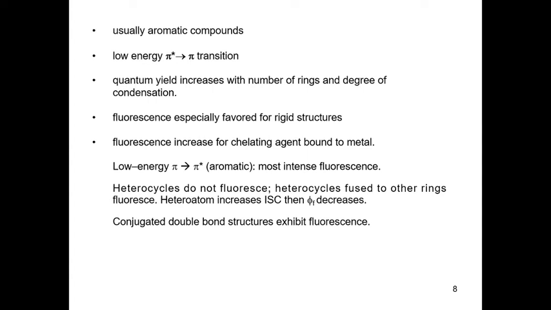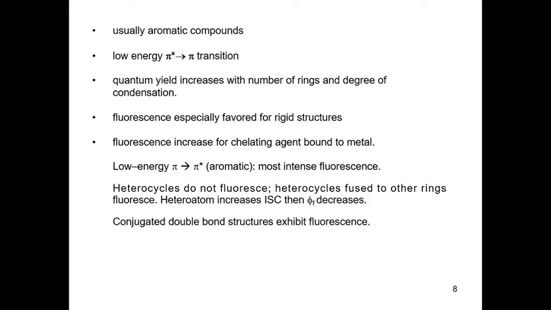Now generally it is observed in aromatic compounds. Why it should happen is because pi star to pi transition can easily happen. The quantum yield increases with the number of rings and the degree of condensation. Now this means that if I consider naphthalene and anthracene with benzene, obviously naphthalene and anthracene will have a greater amount of fluorescence compared to that of benzene. This is because they have got more condensing capacity.